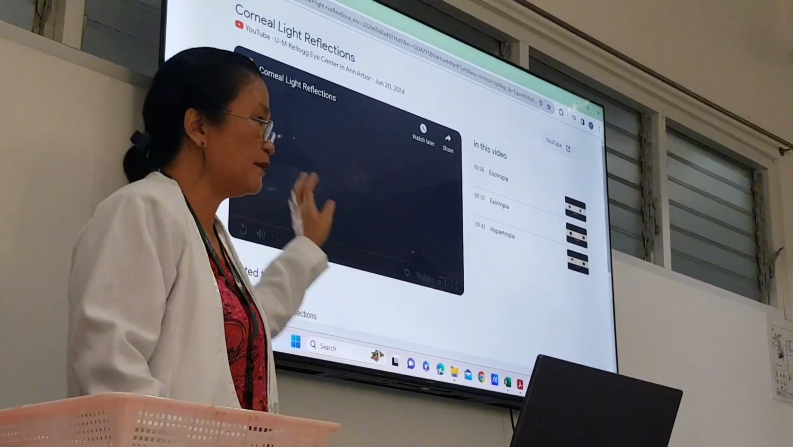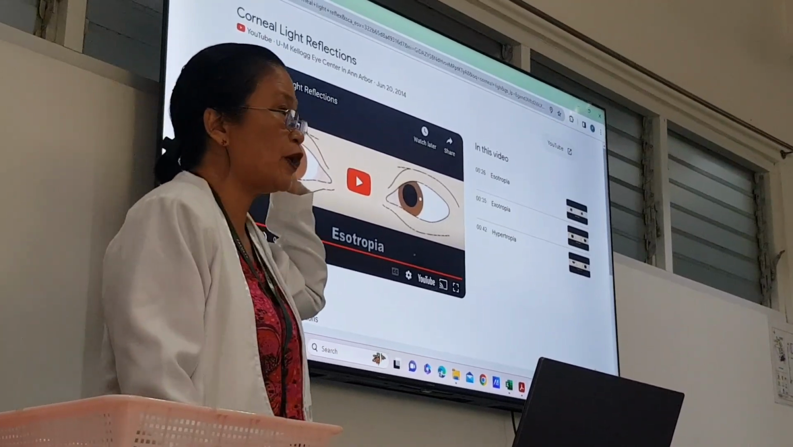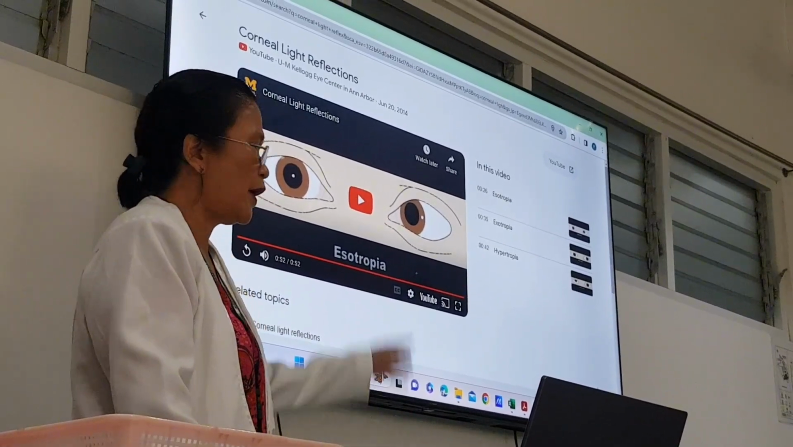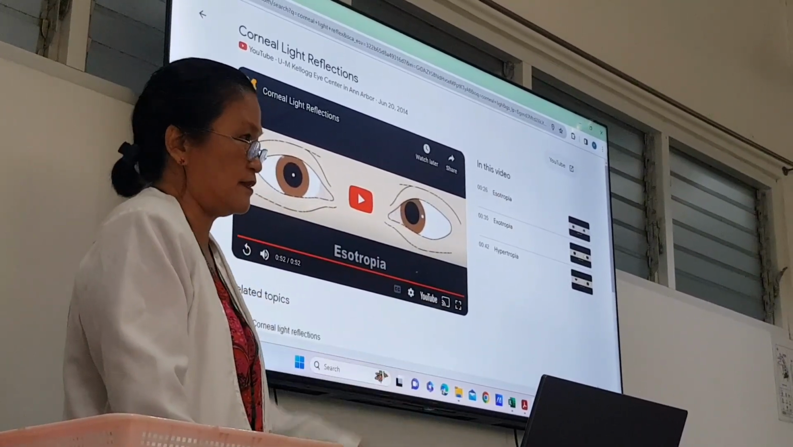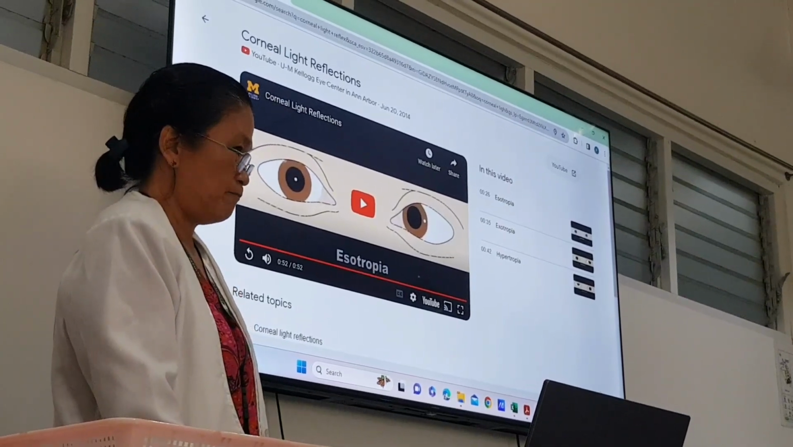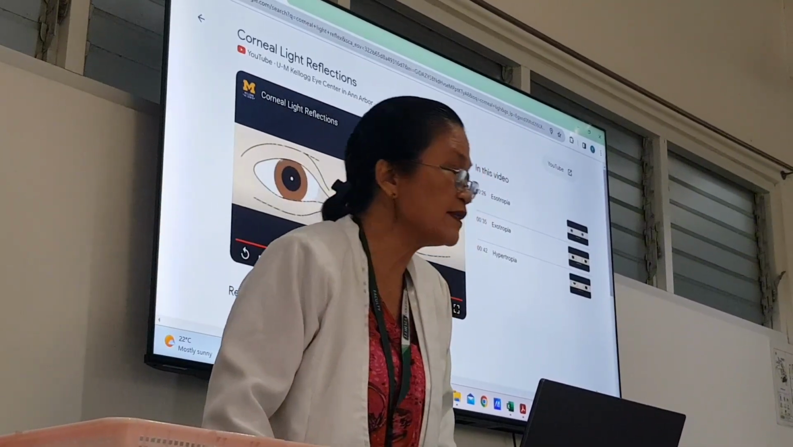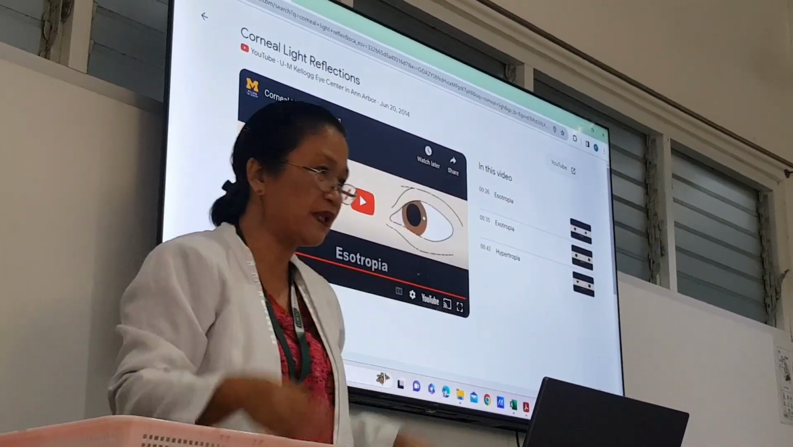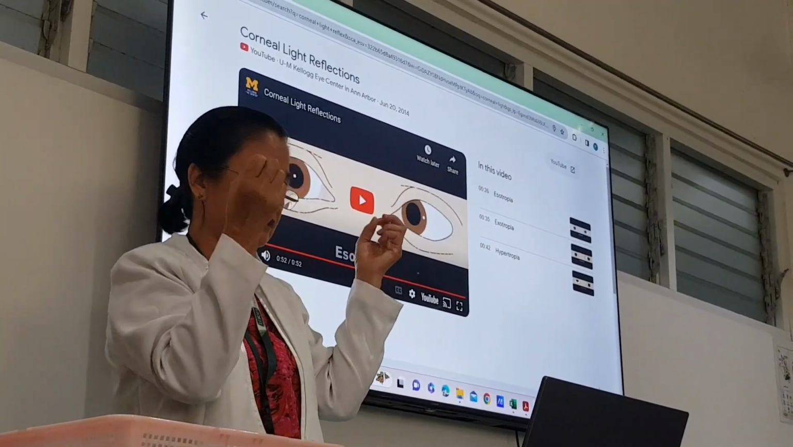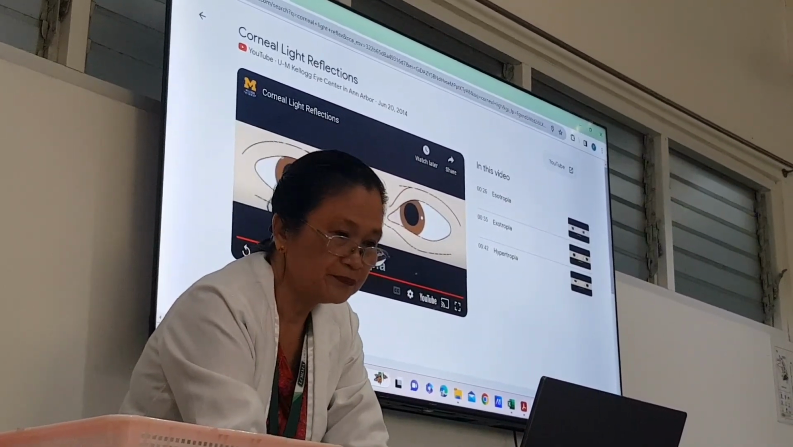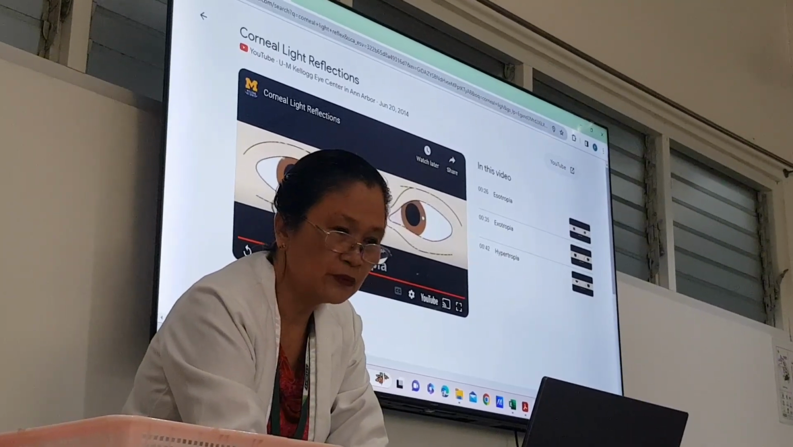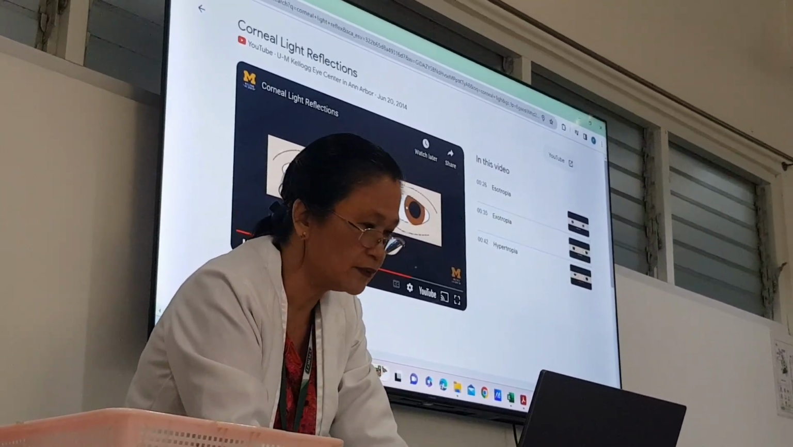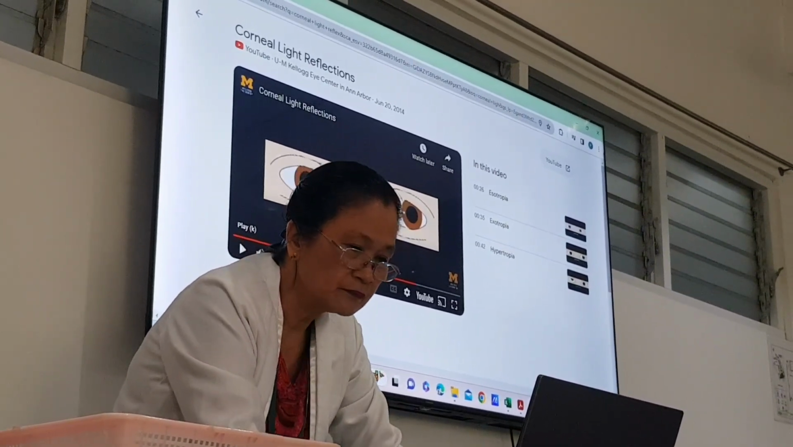So ayan ang ating mga abnormal findings if you are going to do the corneal light reflex. And there is something wrong talaga. Talagang meron niya kasi talaga yung ocular movement. So ipapakita mo siya. Okay. Or I will, ito yung pictures. The light reflection appears displaced medially in the non-fixating left eye.